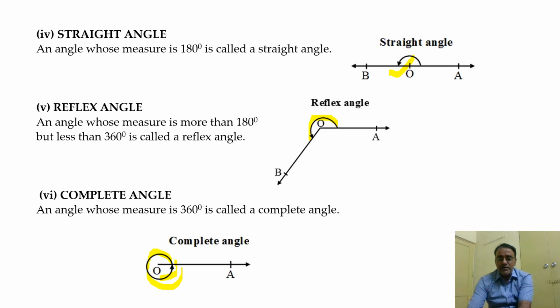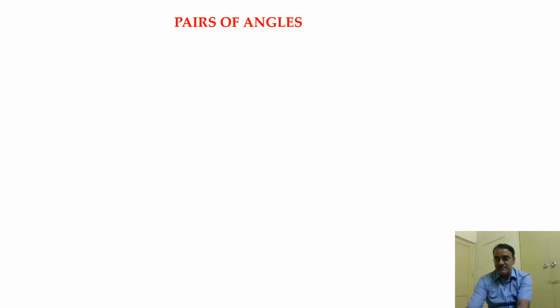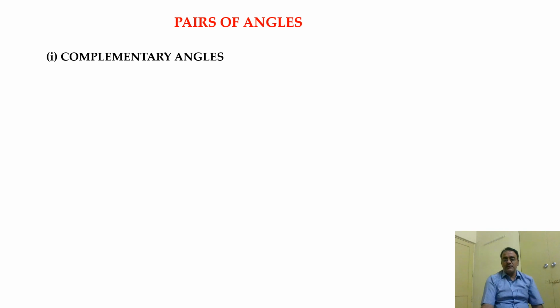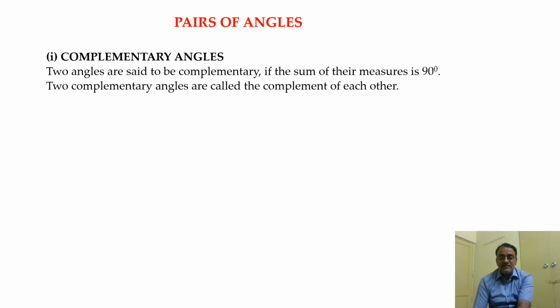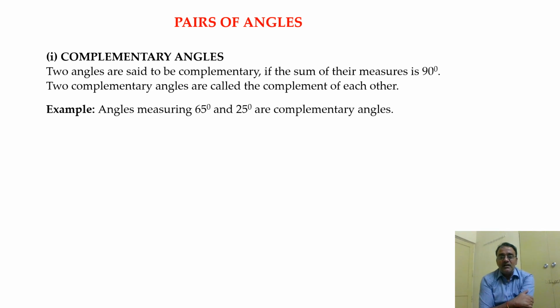Now we are going to move towards the next topic, pairs of angles. The first topic is complementary angles. The words pairs of angles tell us that we combine two angles. Two angles are said to be complementary if their sum is equal to 90 degree. If the sum of two angles is 90 degree, then they are also called complement of each other. Take an example, 65 degree and 25 degree are complementary angles.